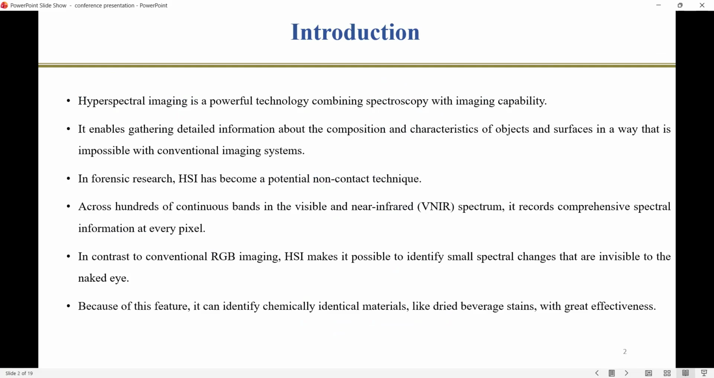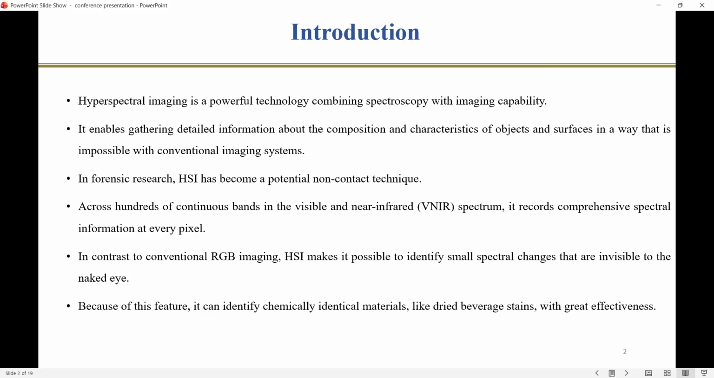It enables gathering detailed information about the composition and characteristics of objects and surfaces in a way that is impossible with conventional imaging systems. In forensic research, hyperspectral imaging has become a potential non-contact technique across hundreds of continuous bands in the visible and near infrared spectrum. It records comprehensive spectral information at every pixel.